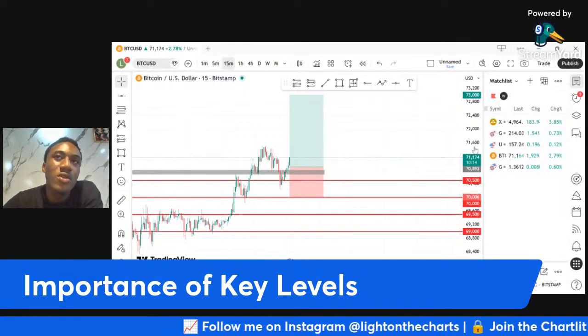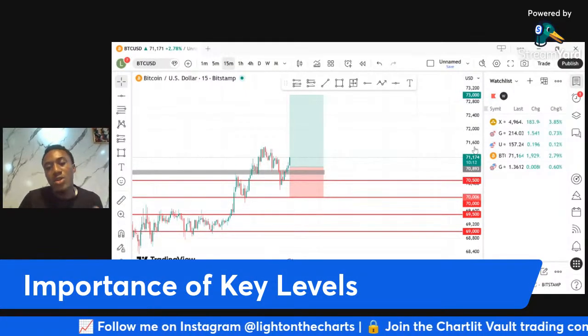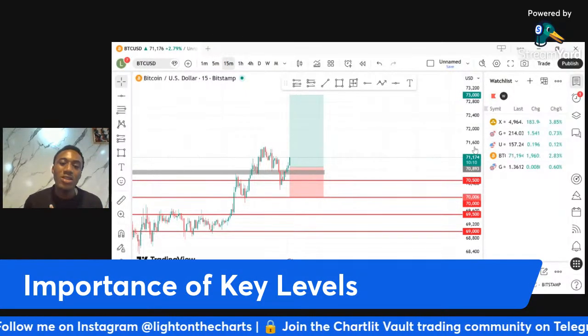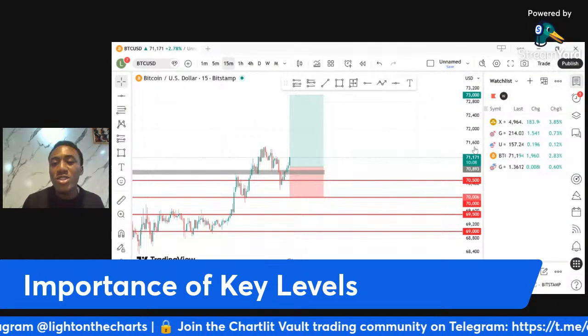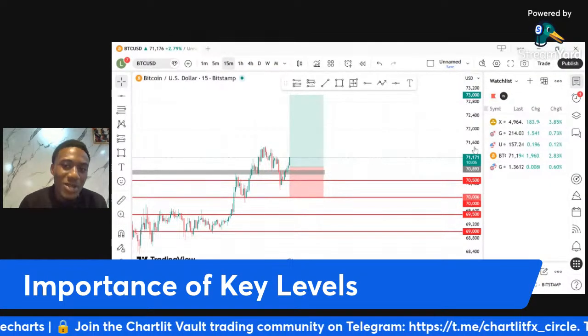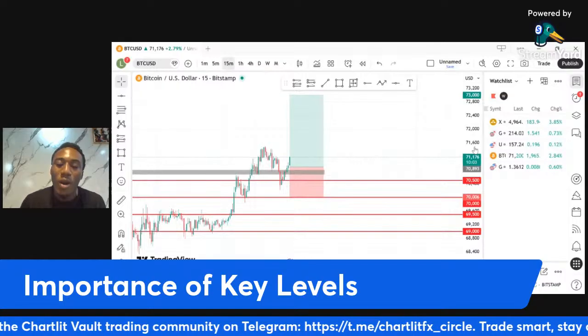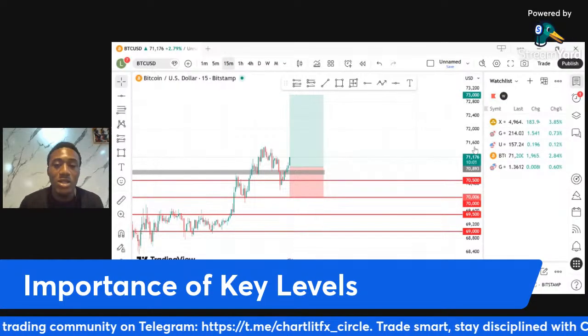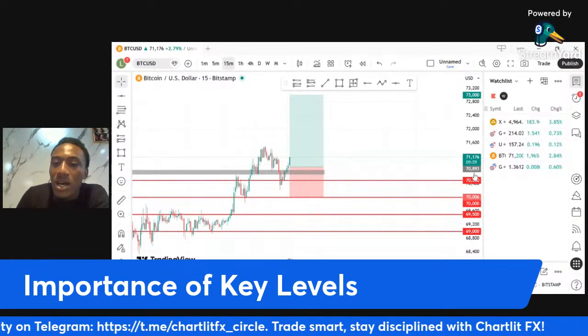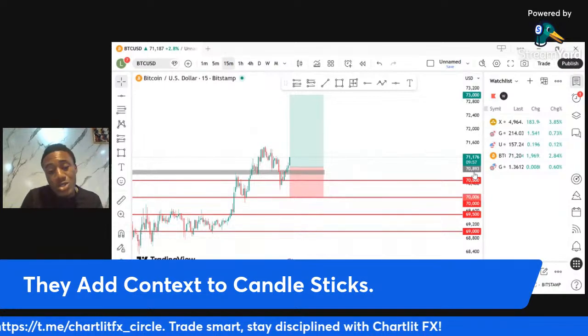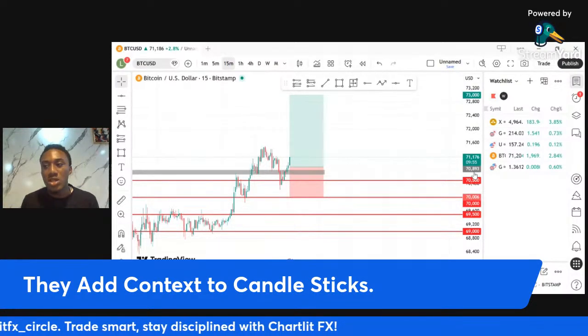Now, let me just give you guys the importance of key levels. Like I said, they show us the location. They give us the location of where the action is happening, where the party is happening. Like, go and buy at that point, or go and sell at that point. That's what key levels help us to do. And they add context to candlesticks.